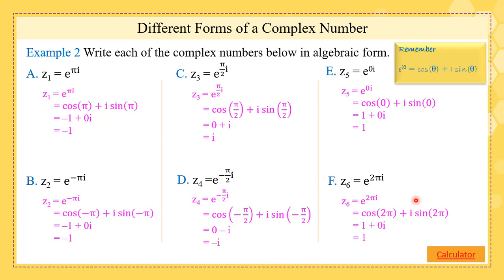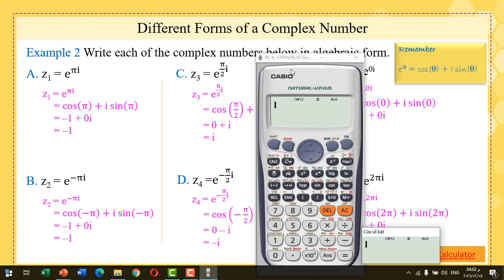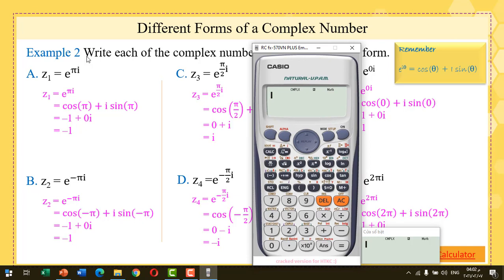Now, how do we do it using the calculator? Let's see. This is the calculator. Let's say I want to write this form using the calculator. I don't use the exponential, which is used here in the calculator, because we are now in the complex form. Remember, the calculator is in the complex mode and the angle is in radian. How do I write such an expression?